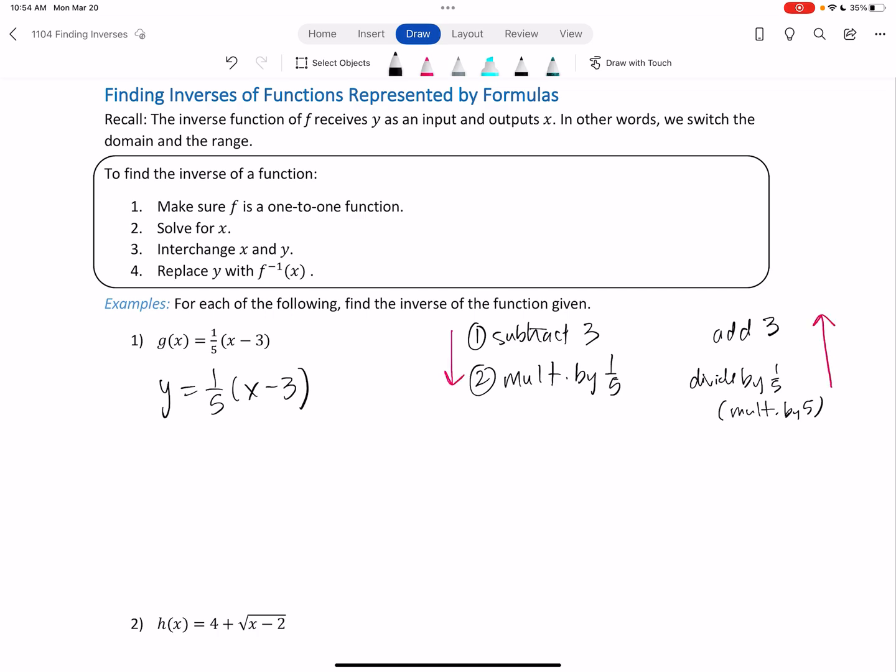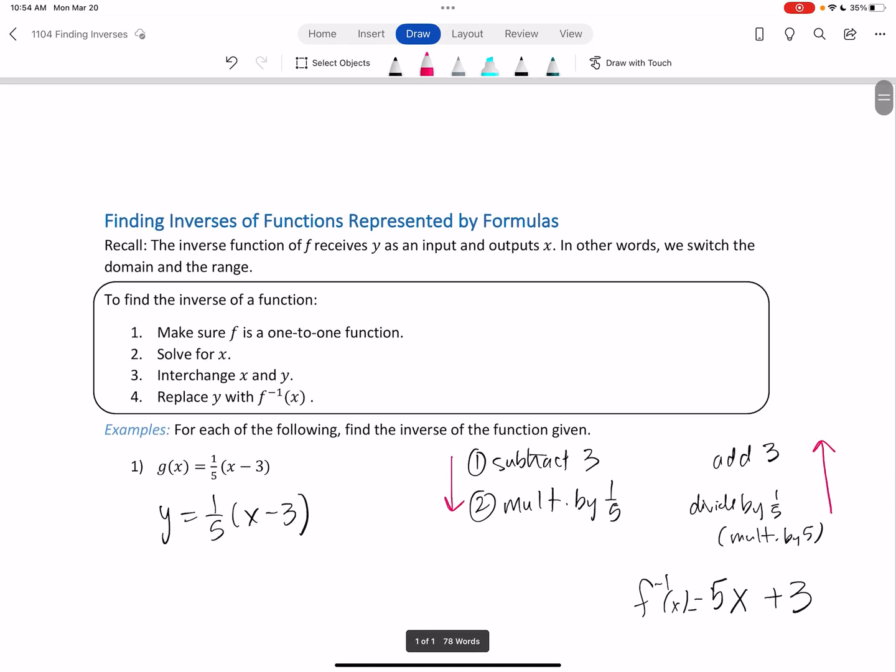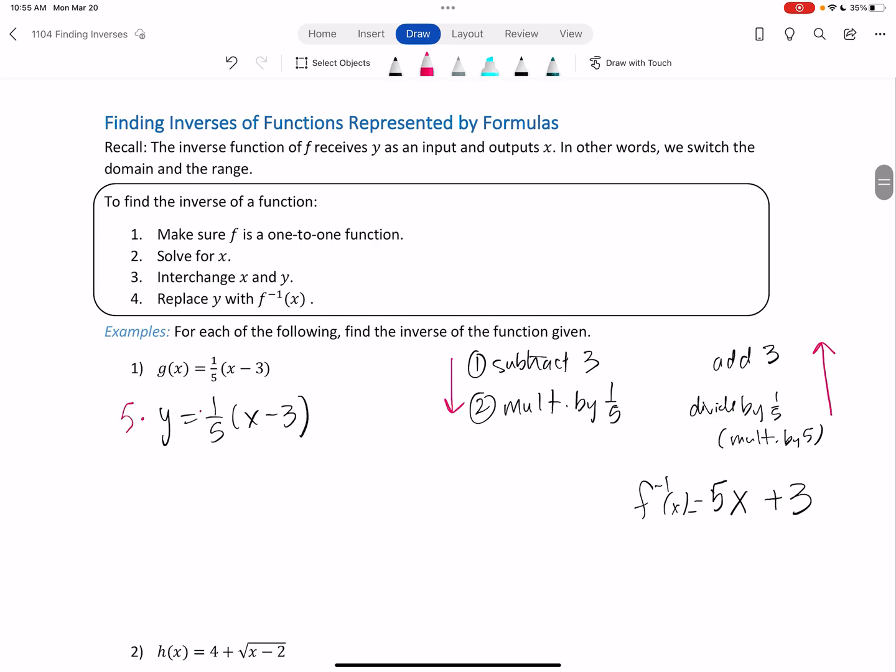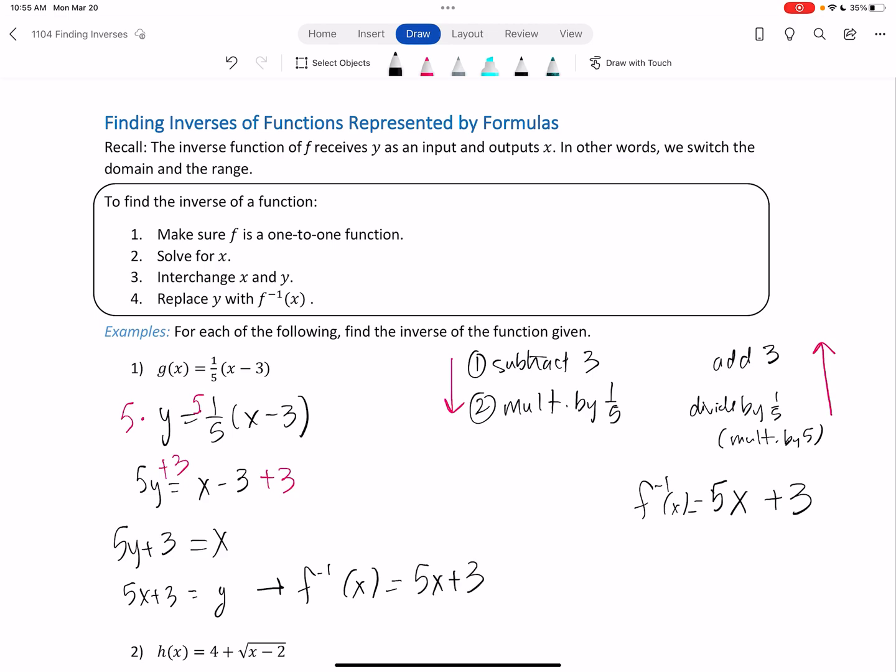So one thing I could just do is write down these operations. Divide by 1/5, or multiply by 5, and add 3. That would be my inverse. Another way to do that is to take this equation, y equals 1/5 x minus 3, and solve for x. To solve this for x, we multiply both sides by 5. So we have 5y is x minus 3. And then we add 3 to both sides. So x is 5y plus 3. Now we're going to switch the x's and y's. 5x plus 3 is y. So that tells me that f inverse of x is 5x plus 3.